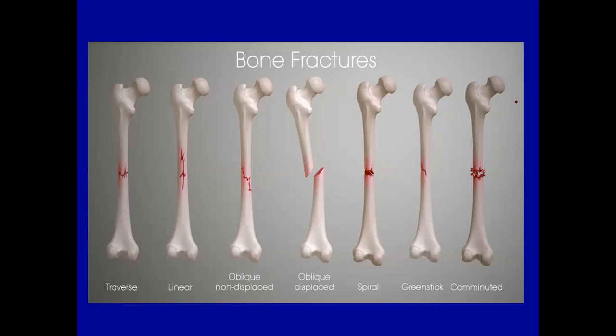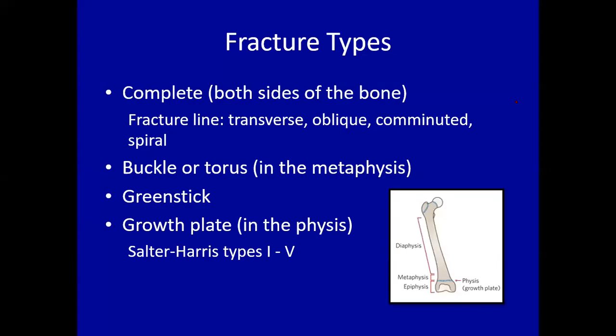So here are these different fractures. This is a transverse fracture where it goes all the way across. A linear fracture goes with the length of the bone. An oblique fracture goes in a diagonal. An oblique displaced fracture just means that it is an oblique fracture and the two fragments of bone are not touching. Spiral fracture is obviously like it says, a greenstick is on one side, and a comminuted fracture is more than two pieces. Fracture type, so you can have a complete fracture, which means it goes through both sides of the bone. The fracture line can then be transverse, oblique, comminuted, or spiral.